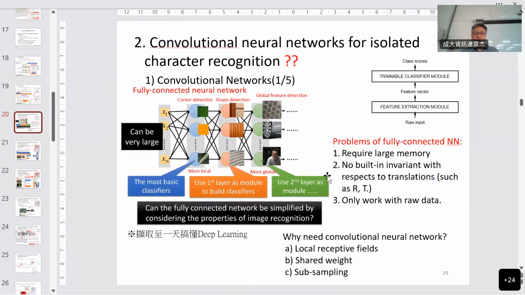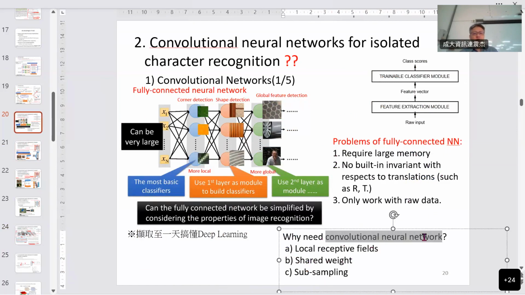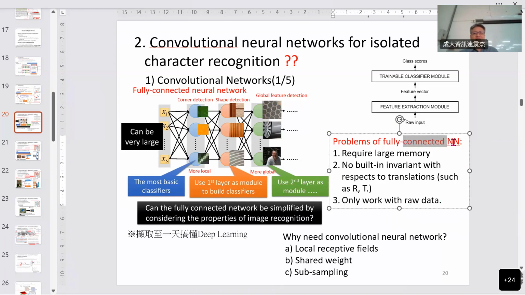So here on page 20, instead of a traditional fully connected neural network, for the last 3 layers, we can use a convolutional neural network instead of a connected neural network. These two are different. Convolutional means we have filters. Fully connected means everything is connected without filters.